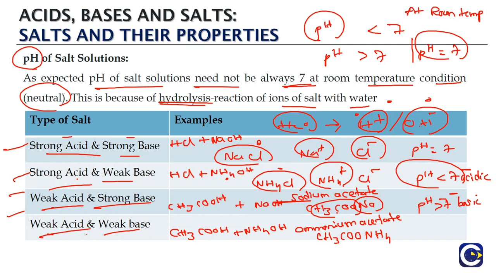Now the next thing is if both are coming from the weaker, so weak acid and weak base. Now between the two, one of them will be relatively stronger. See, for example, if acidic part is relatively stronger, then the entire solution is going to be acidic. If the basic part is relatively stronger, then the entire solution is going to be basic. So this is how we look at the pH value of the salt solutions.